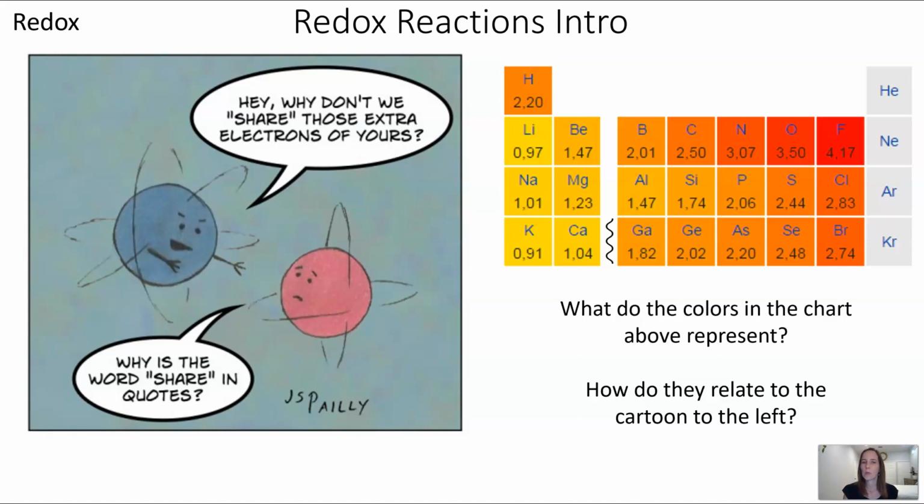So, a little bit of review to start. What is that table in the upper right showing? What are those colors showing? Don't worry too much about the numbers. What are those colors showing? And then on the left, how does that relate to that cartoon?